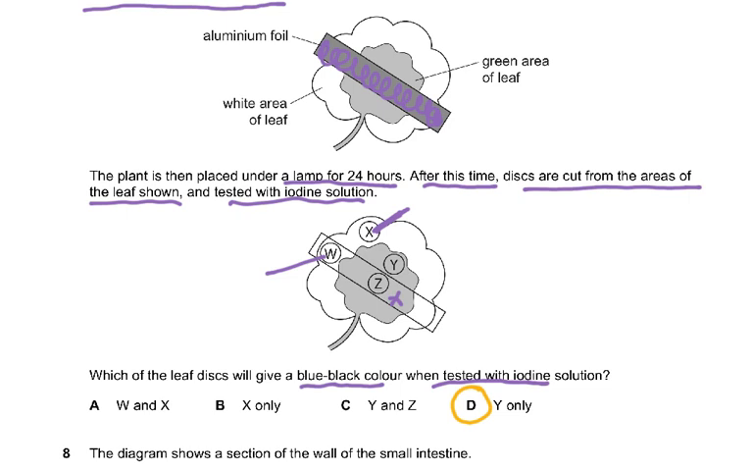W was a white area but was covered with the piece of aluminium foil. So even if it wasn't covered, it still would not contain any starch. Z area was green, but then it was covered by this piece of paper that we have placed here. So no light would be reaching this. So no photosynthesis. So it's only Y which was exposed to light and will photosynthesize and will produce starch. So when tested with iodine, it will give you a blue-black color.